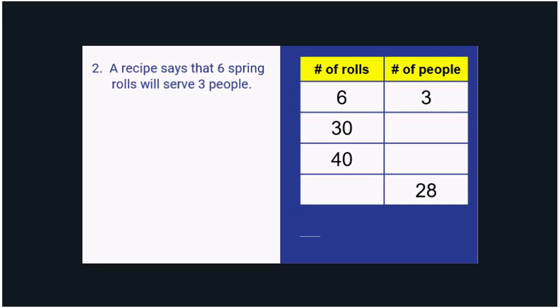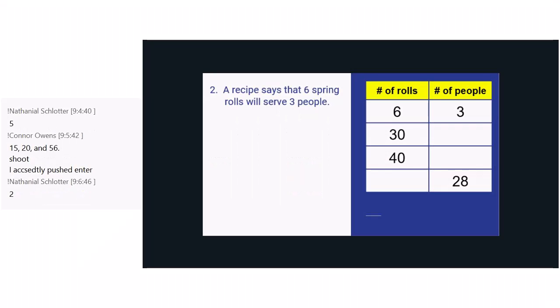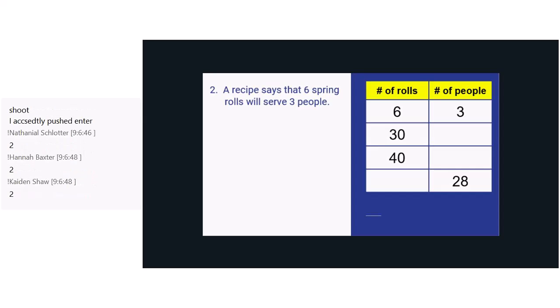So how many rolls is that per person? How many rolls per person? Yeah, that's 2. We take 6 and we divide it by 3 and we get 2. So if it's 2 rolls per person, how many people will 30 rolls serve? And you can use either multiplication or division.